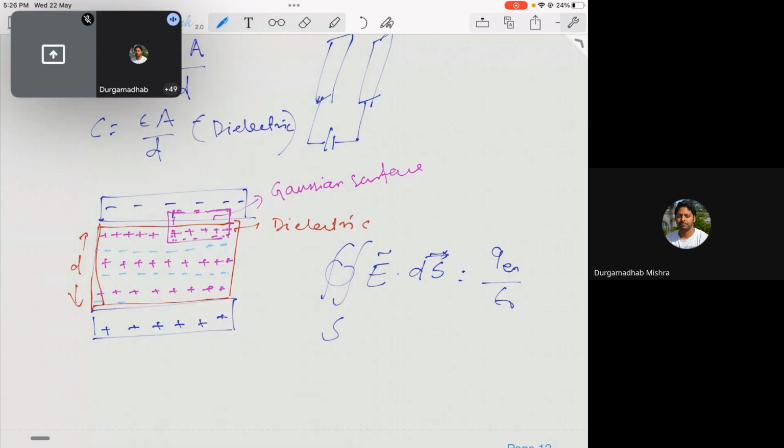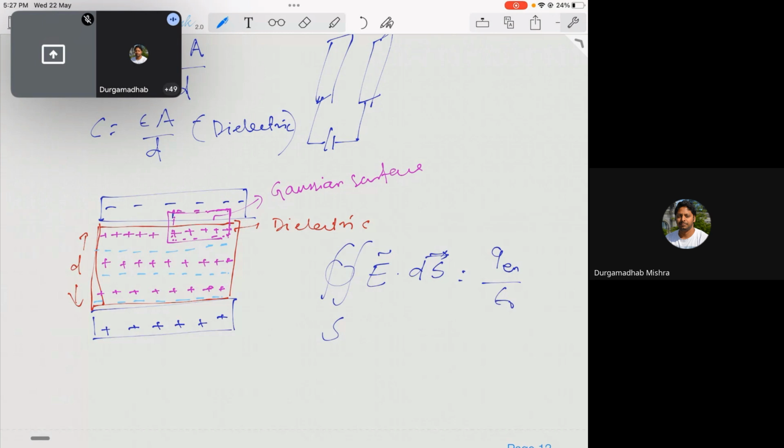And why are these induced charges there? Because the dielectric does not have any free or mobile charges, and that's why you induce the charges within the dielectric itself, everywhere. For a conductor you have charges only on the surface, but for the dielectric you create them within the volume itself.